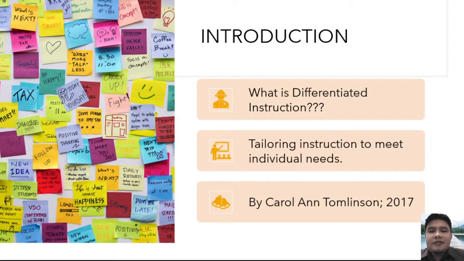Next, what is differential instruction? Differential instruction is tailoring instruction to meet individual needs. Whether teachers differentiate through the content, process, product, or the learning environment, the use of ongoing assessment and flexible groupings makes this a successful approach to instruction. So this definition comes from Carroll and Tomlinson 2017.